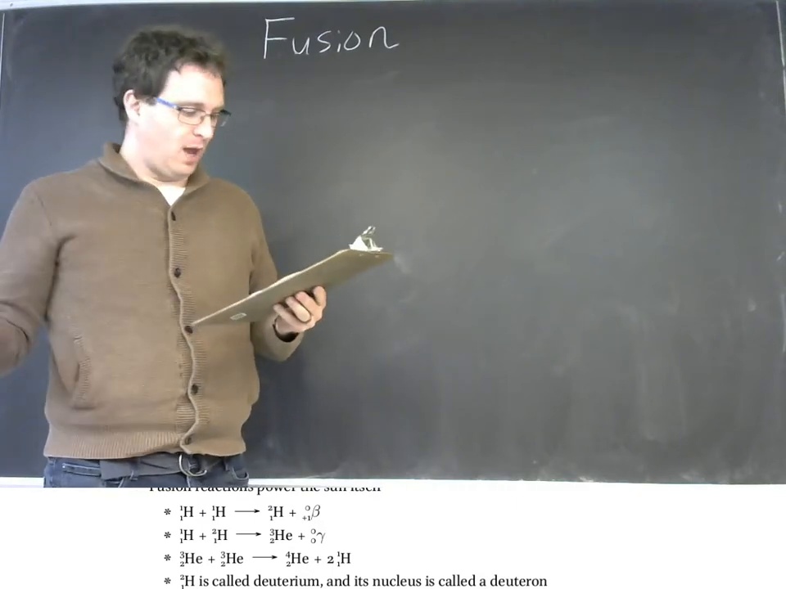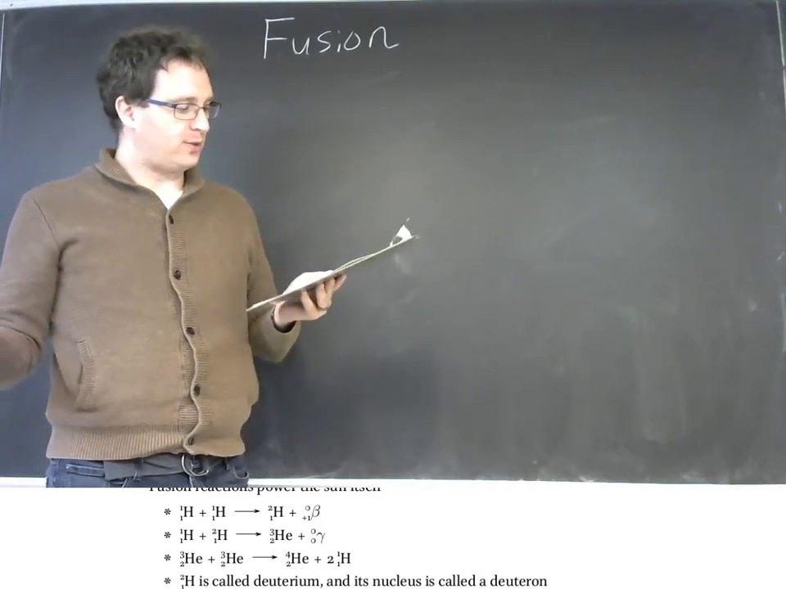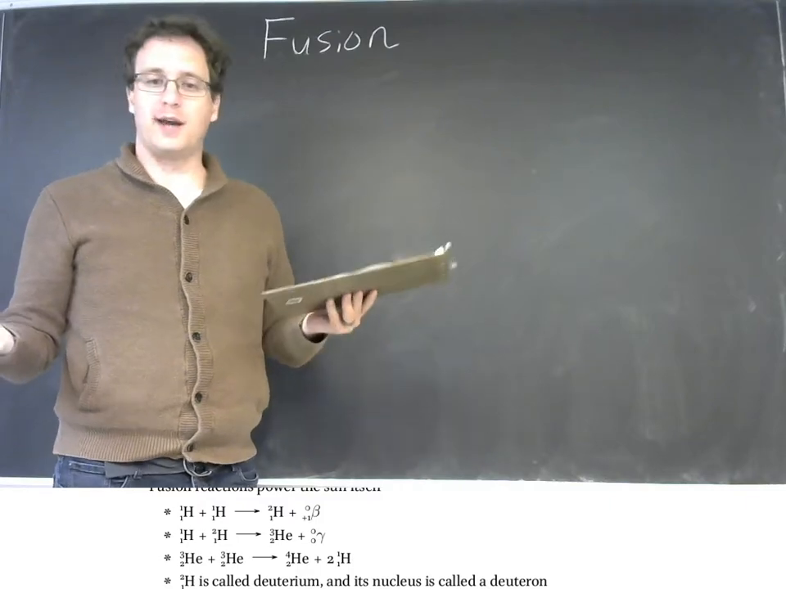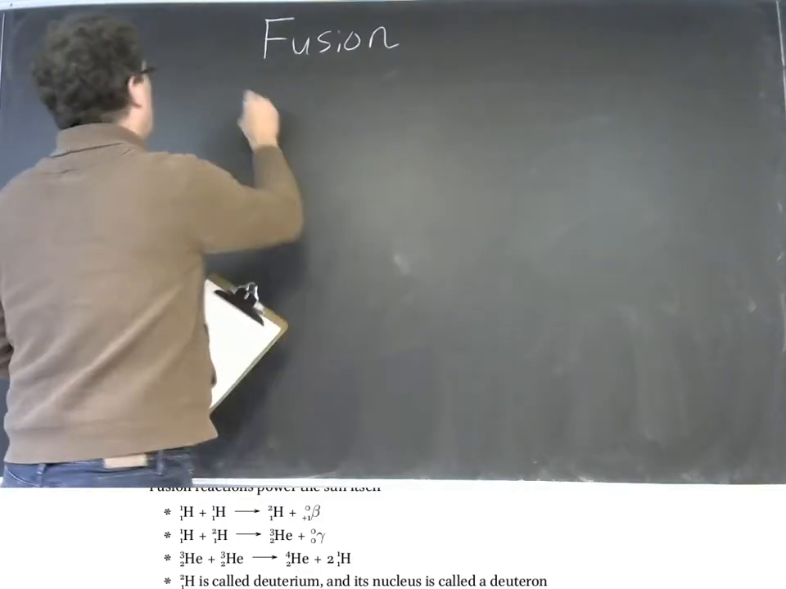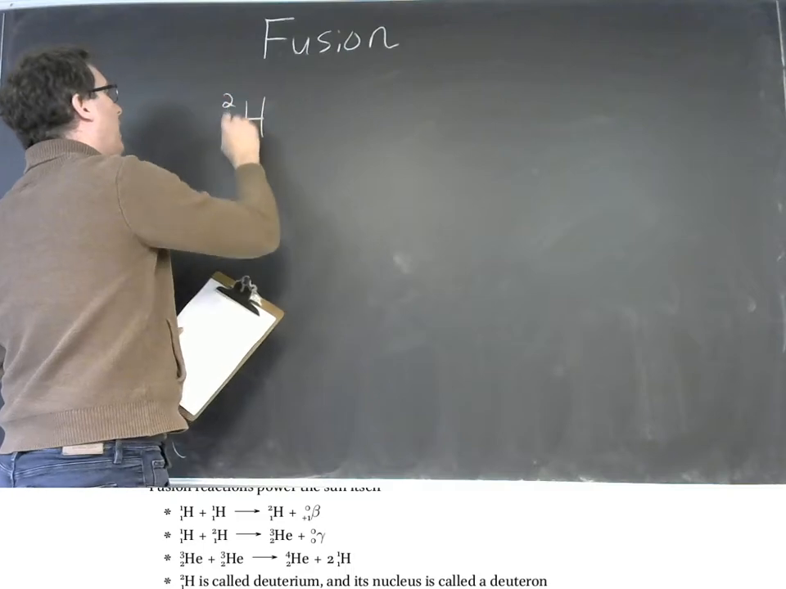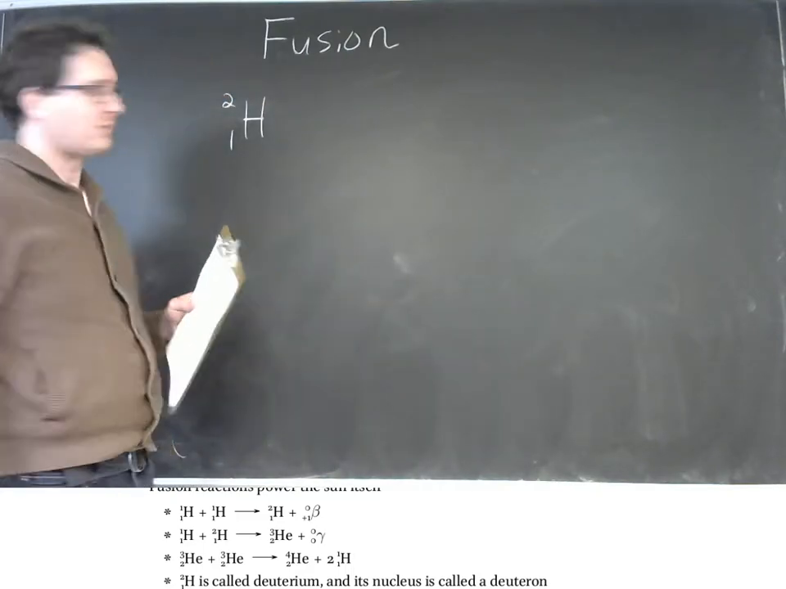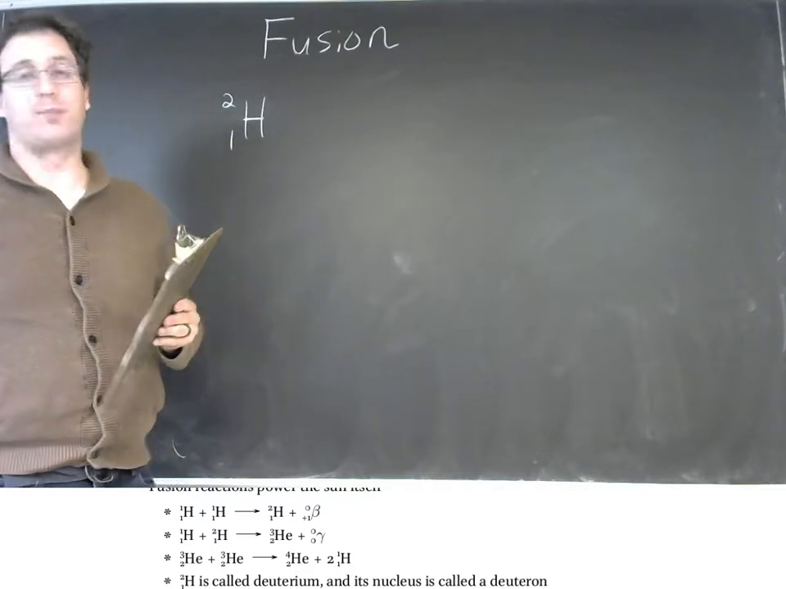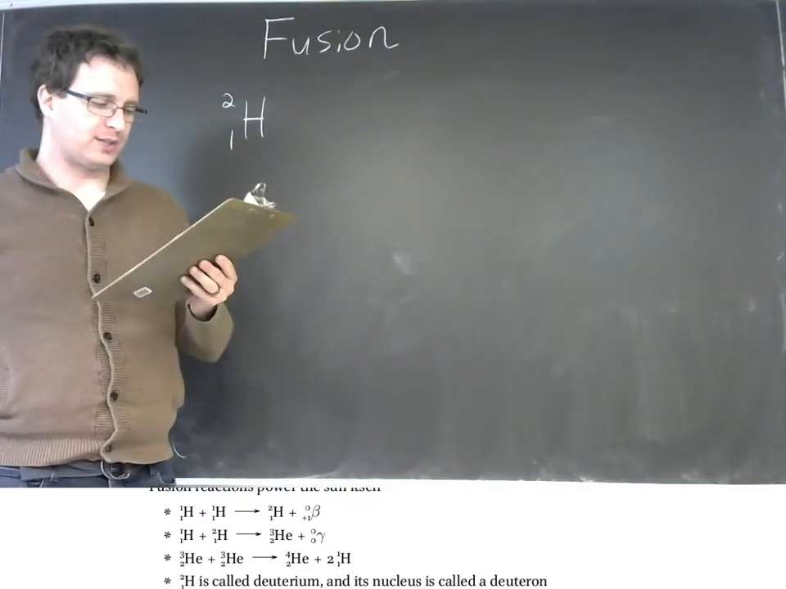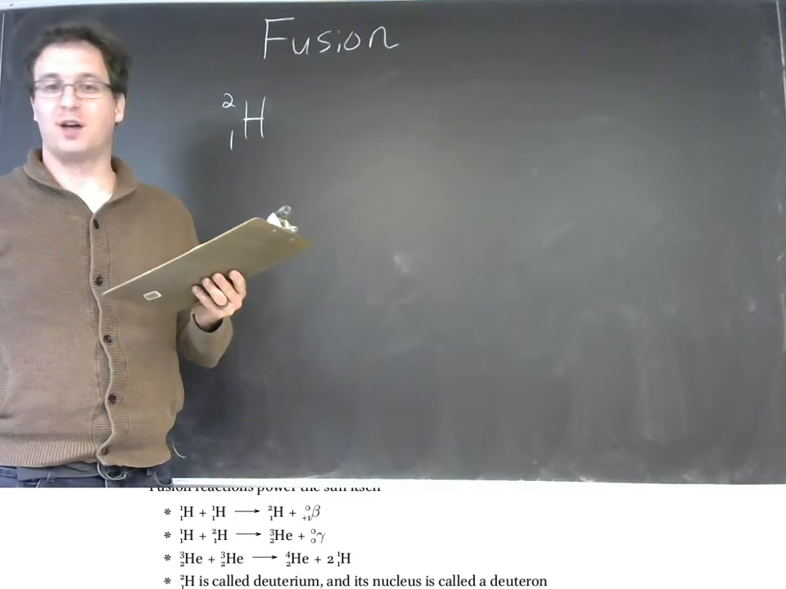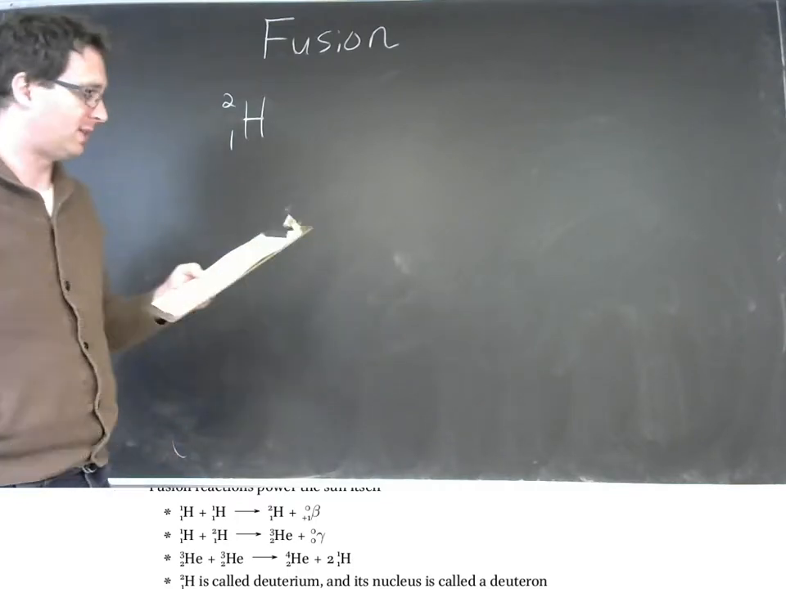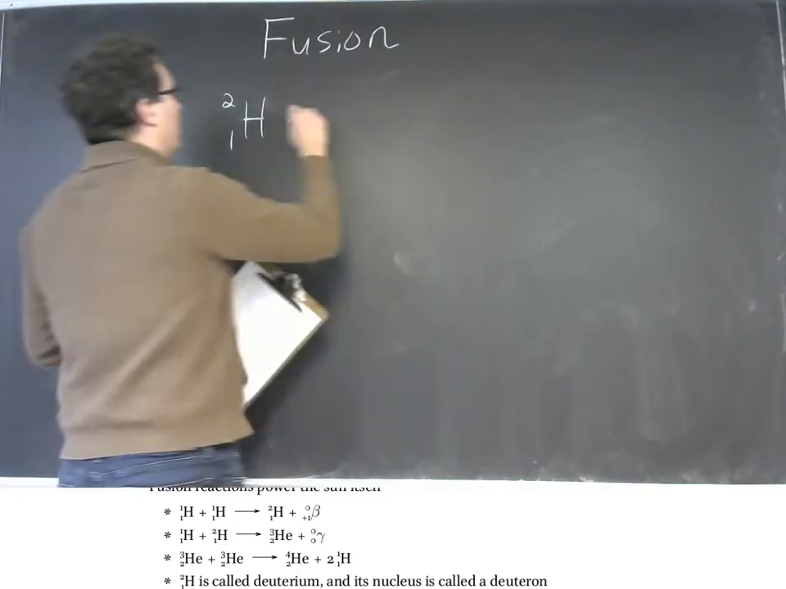So two protons can be combined to form an isotope of hydrogen that has one neutron and one proton. And then you'll notice that there's also a positron that is emitted in that process. This is called deuterium.